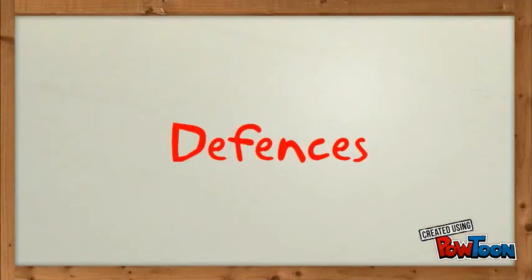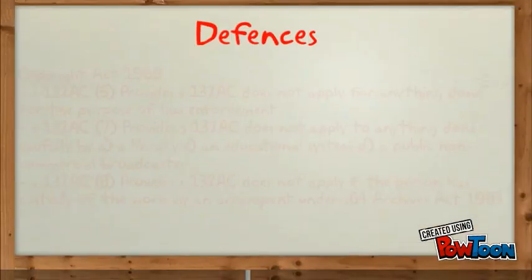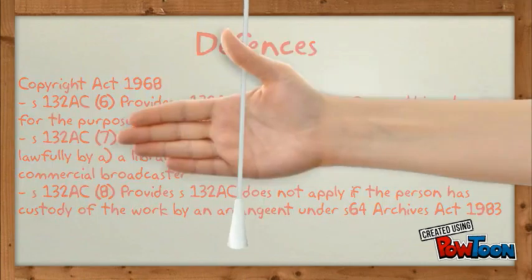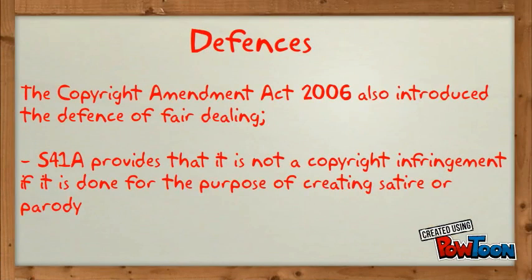When being served with a fine for a strict liability offence, a person can rely on the defence for mistake of fact under Section 9.2 of the Criminal Code. Exceptions to copyright infringement are laid out in Section 132AC of the Copyright Act. The Amendment Act introduced a new defence of fair dealing which gives a person the chance to rely on the defence so long as it was done for the purpose of creating satire or parody.